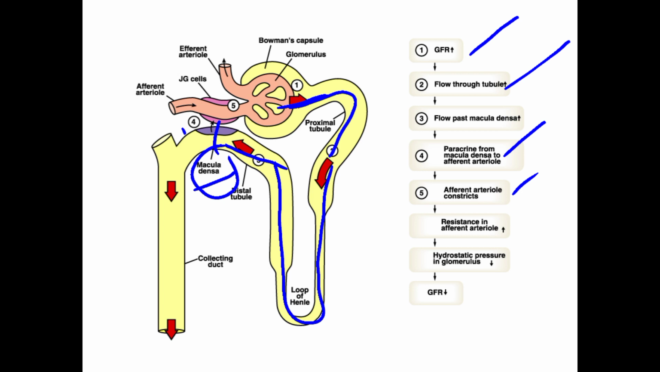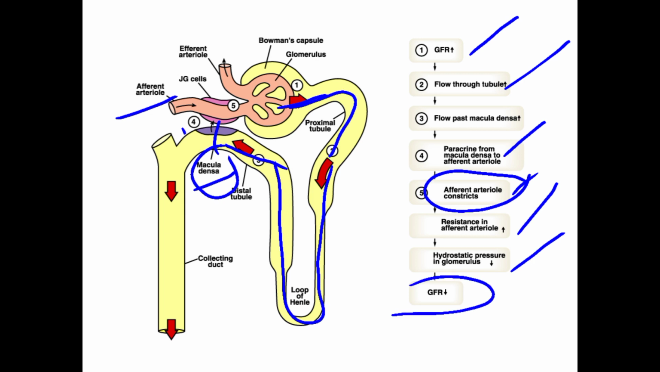Now what will the JG cells do? They will cause the afferent arteriole to constrict. When it constricts, the flow of blood through the afferent arteriole decreases. That increases resistance, so the hydrostatic pressure in the glomerulus decreases, and the GFR decreases. So that is the tubuloglomerular feedback mechanism, from the tubules.